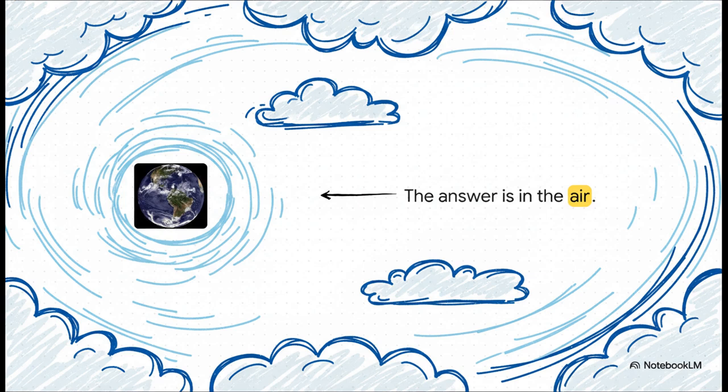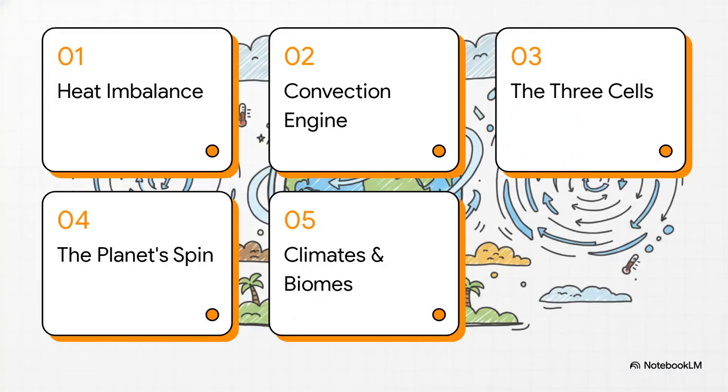The key to solving this whole puzzle is found in the air that's constantly moving all around us. The atmosphere, it turns out, holds all the secrets. So, to crack this puzzle, we're going to break it down, piece by piece. First, we'll look at the Earth's big heat problem. Then, we'll check out the convection engine that tries to fix it. After that, we'll dive into the three-cell system that organizes it all, see how the planet's spin throws a wrench in things, and finally, we'll put it all together to see how we get our climates and biomes.